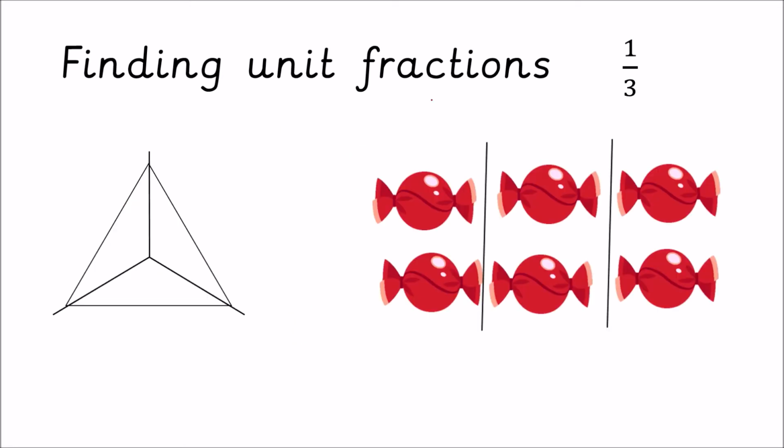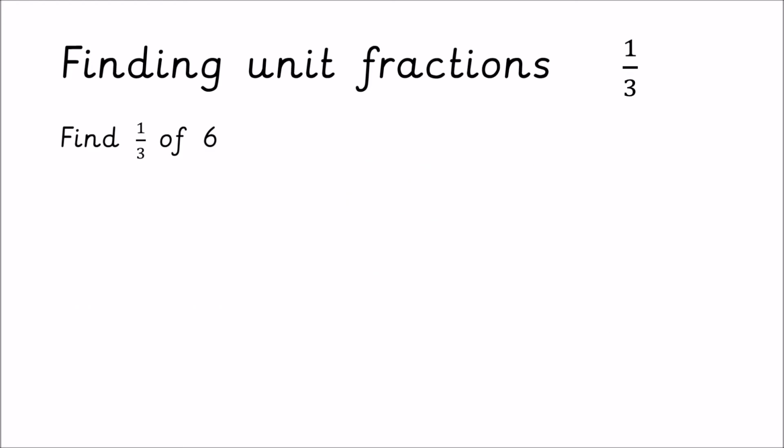So looking at a third, the denominator has changed. The denominator is now 3. So we need to divide into 3 equal groups, which is what's happened here. And we have one of those groups because the numerator is 1. There you go. And that's really simple. And it's just as simple to find a third of 6. So split into 3 equal groups. 1, 2, 3, 4, 5, 6. And one of those groups has a value of 2. So a third of 6 equals 2.